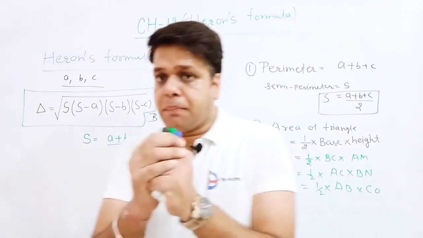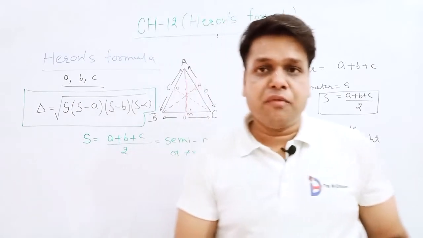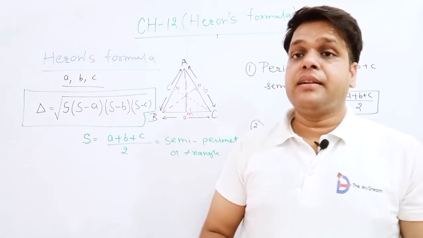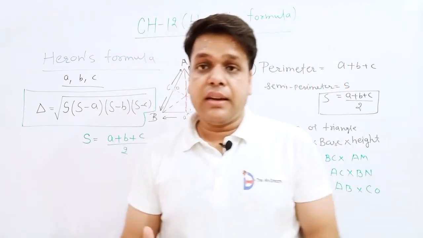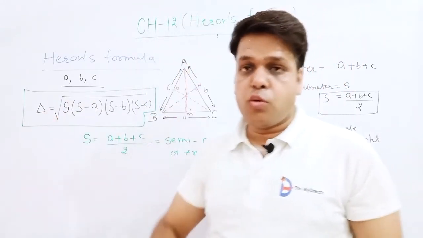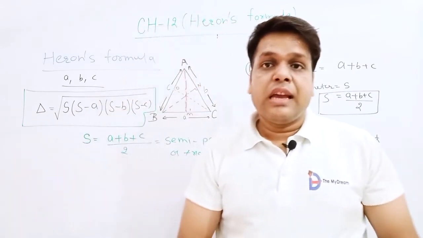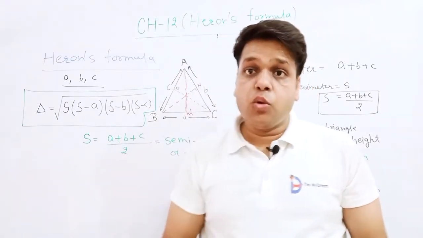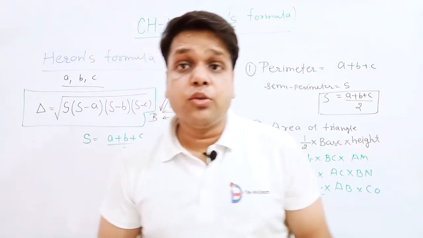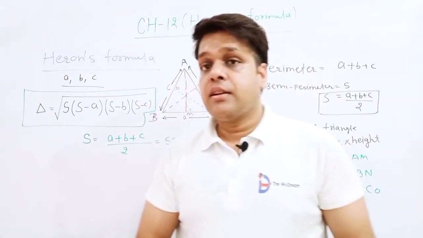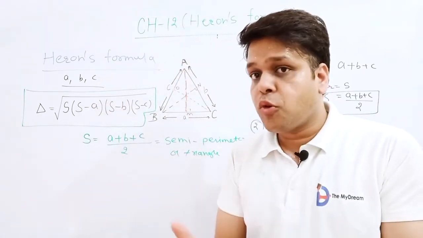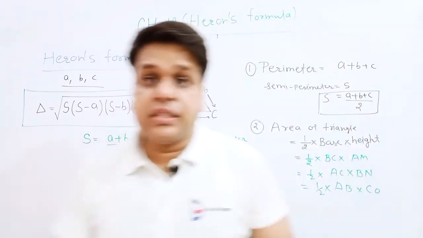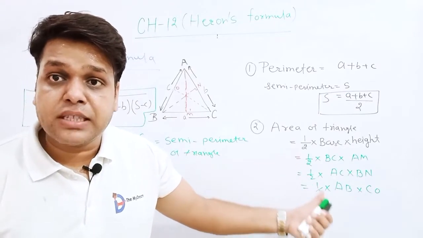Some remarks to keep in mind. Remark number 1: if all three sides are given and you want to measure the area, you can use Heron's formula. Second point, if you know all three sides of the triangle and you want the altitudes dropped from the vertices, first use Heron's formula to find the area. Then you use the basic formula of area, which is half base into height.